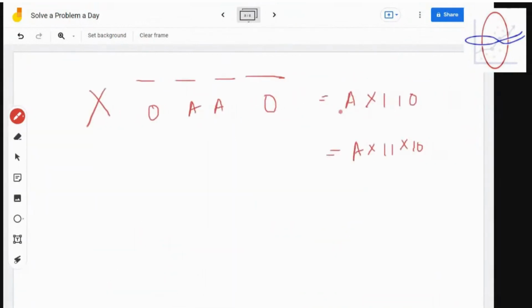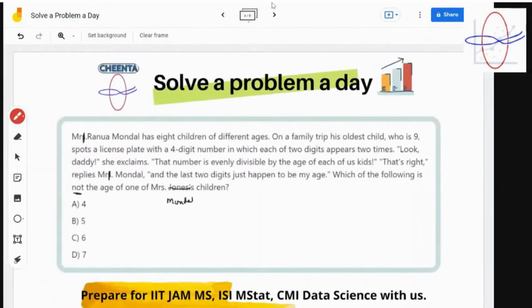And here also the same idea. So we get that 5 is not possible over here. A beautiful problem, I guess. So 5 is not one of the possible ages, and the rest all are possible.